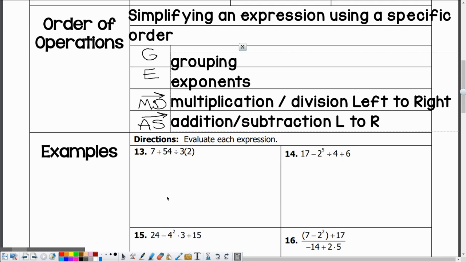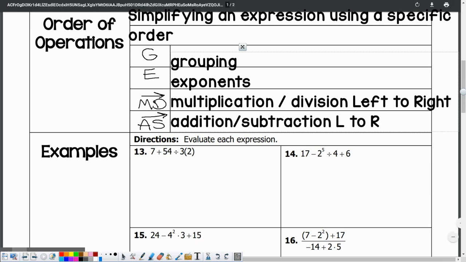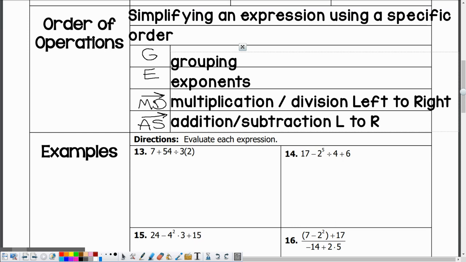Okay, so we're gonna go ahead and check out the examples. I'm only gonna do a few of them, and then I'm gonna have you pause the video, try them on your own, and then we'll talk about them. So for number 13, we're gonna go ahead and try that one.